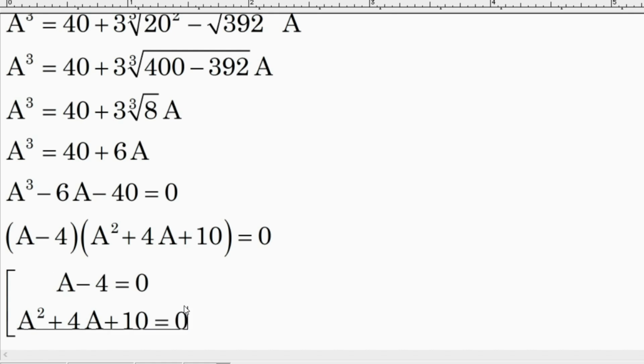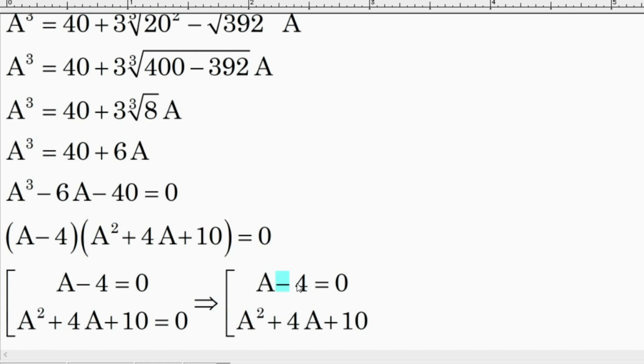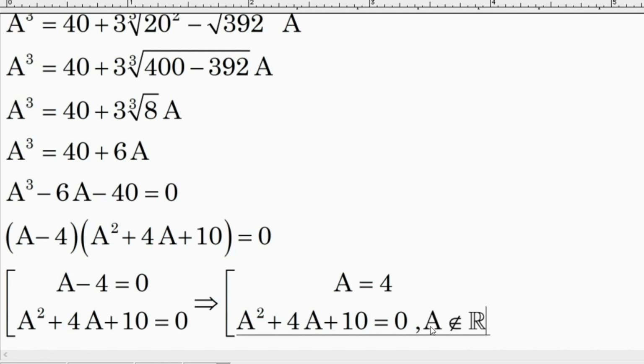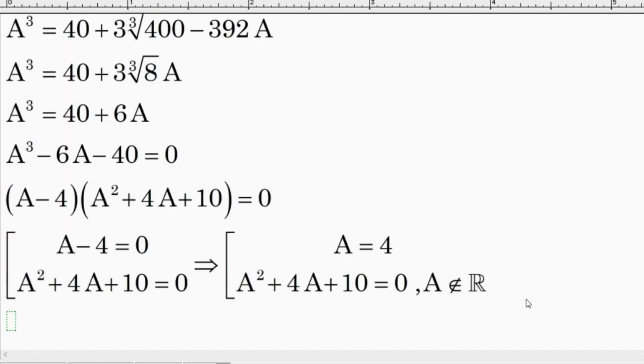Okay, all right, so then next we will get this factor. We can move negative 4 to this side of the equation. We will get positive 4, right? So that will be A equal to 4, and this one equal to 0, but this equation has no root in real numbers, so that means A does not belong to the real numbers. Okay, so we don't have to solve this equation, we just reject it and we only accept A equal to 4 as the answer. Okay, so therefore A equal to 4. Okay, so now we have finished solving this question.